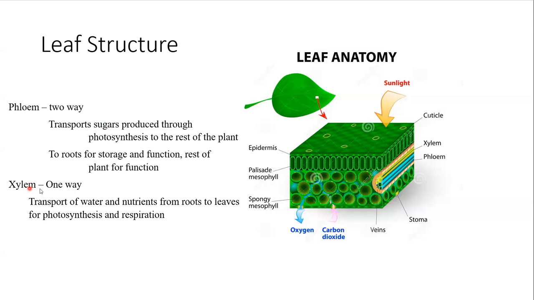Okay. Now, the xylem is a one-way tube. Okay. This is where water is transported with nutrients from the roots to the leaves for photosynthesis and respiration processes. Okay, so the xylem is sending water with water-soluble nutrients into the leaf for this photosynthetic process. Other things too, but that's primarily it.